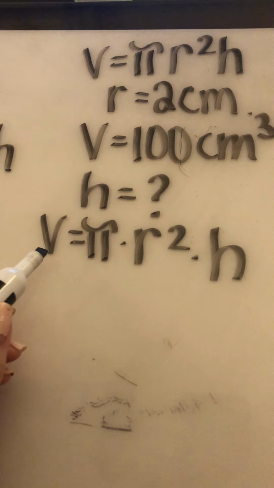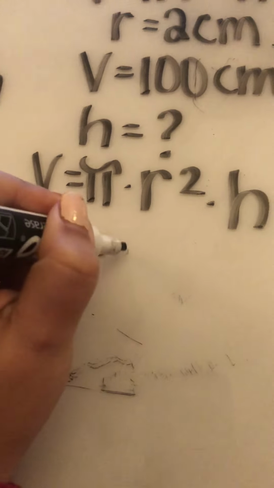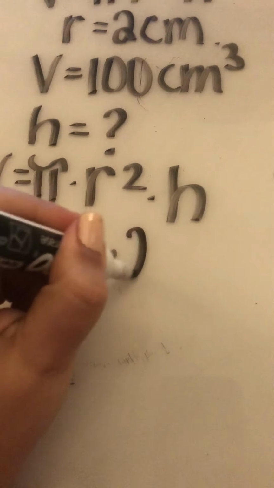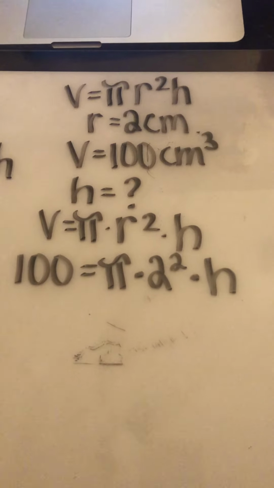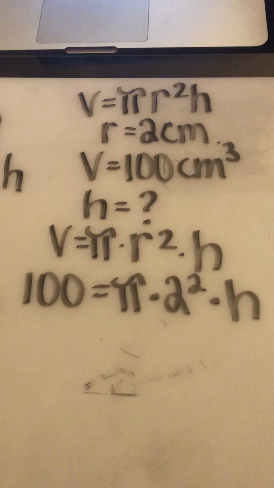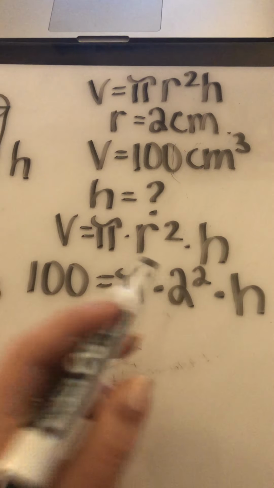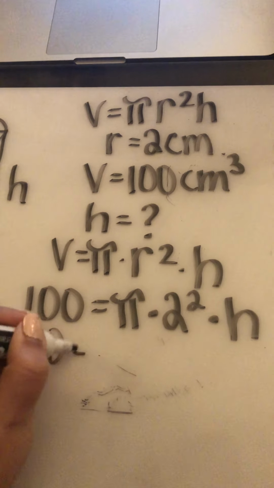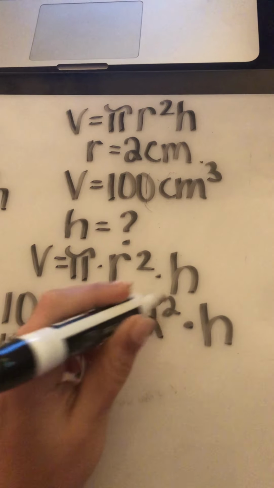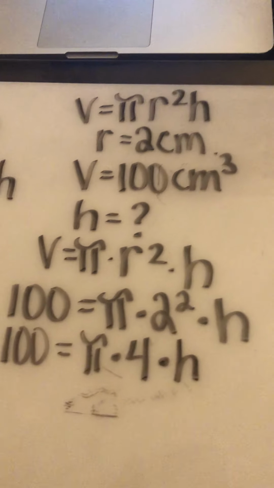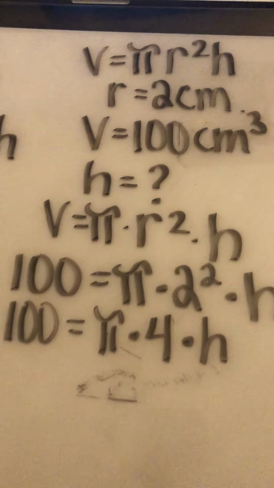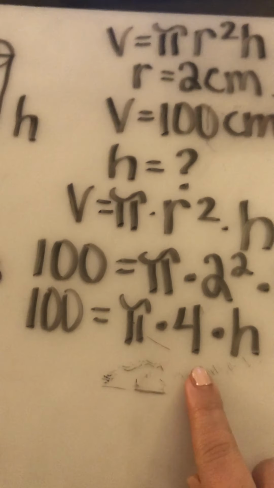So this time I have my volume. So instead of writing V, I'm going to write 100 equals pi times, we have our radius, which is 2, so 2 squared times, we don't know our height. Okay, now solving this equation, we're going to use our order of operations, always do our exponents first. So I'm going to rewrite it, 100 equals pi times 2 squared, or 2 to the second power is 4, times h. Okay, now what I need to do is multiply pi times 4.